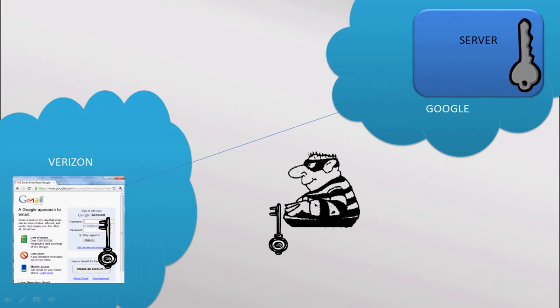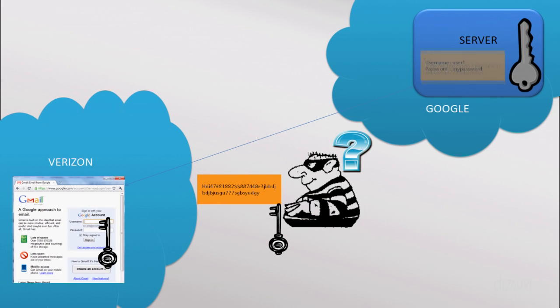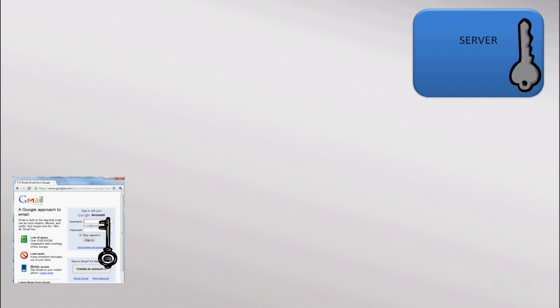So if the browser encrypts the data using the public key of the server, then it can only be decrypted by the server's private key and nobody else who might be snooping around. Coming back to the SSL protocol, let's see what happens between the browser and the server.